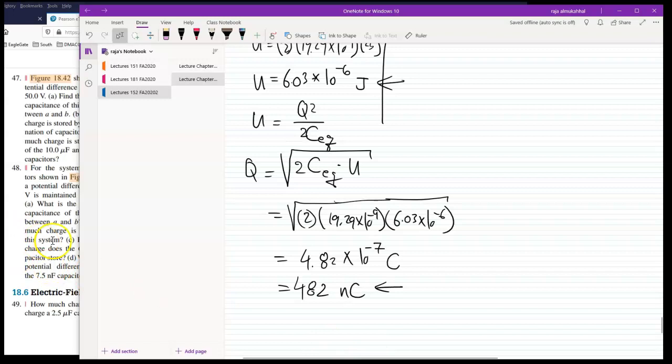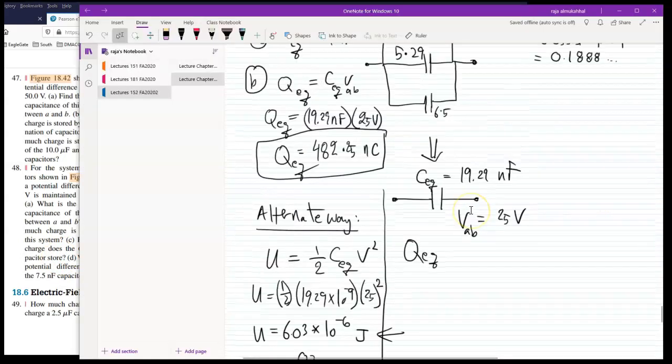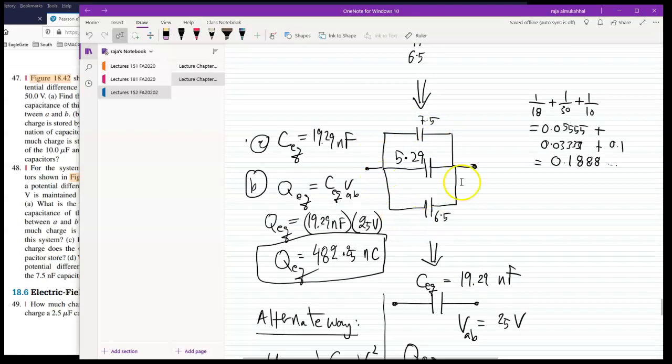All right, part C. He says, how much charge does the 6.5 nanofarad capacitor store? Right here. How much charge does it have here? Okay. Now let's go back to the picture, the diagram. I want to go to the middle diagram right here. Now these are in parallel, correct? Which means what? What's so special about parallel? That the voltages are the same. So in other words, the voltage across the 6.5 is the same as the voltage across the entire system, which is 25. You see what I'm saying?